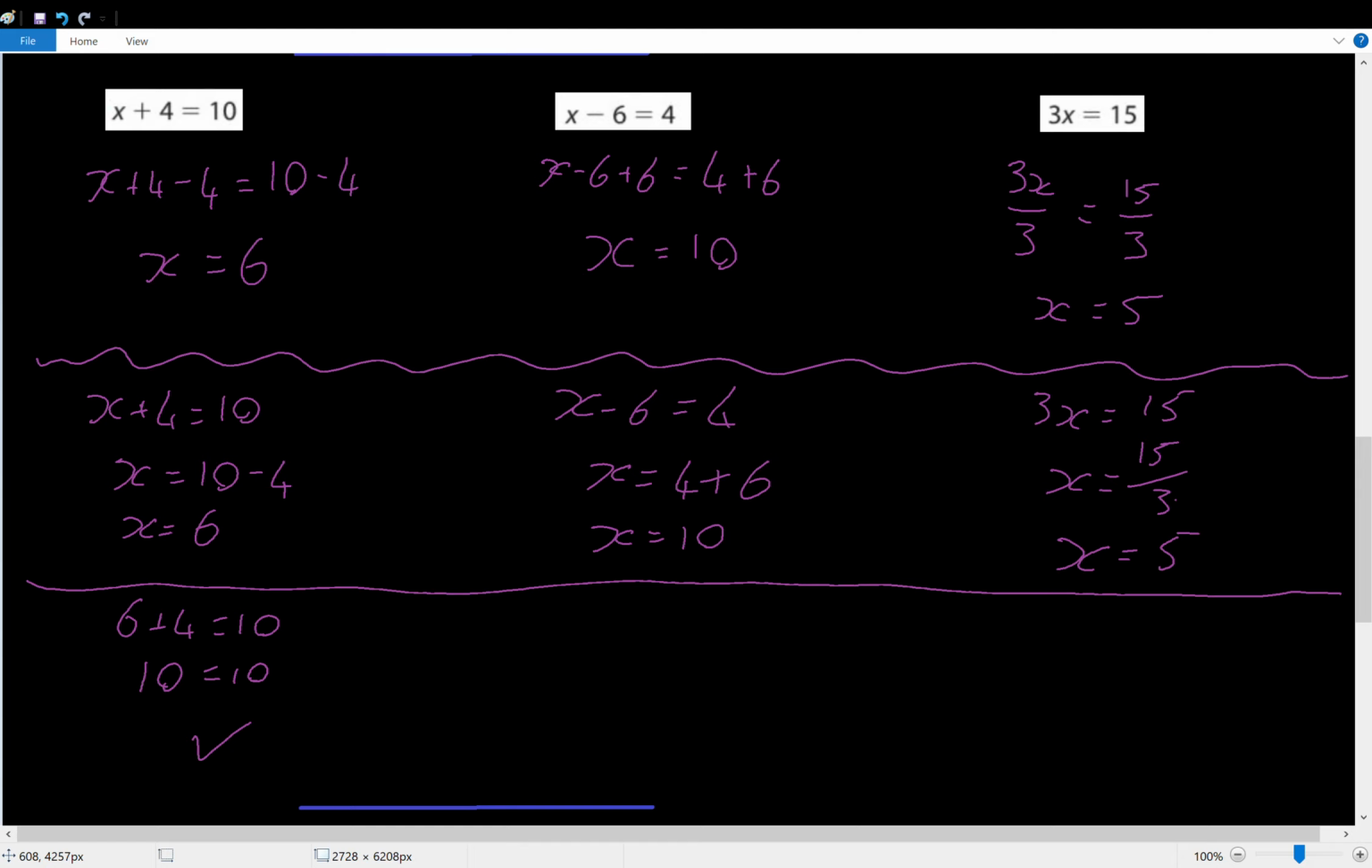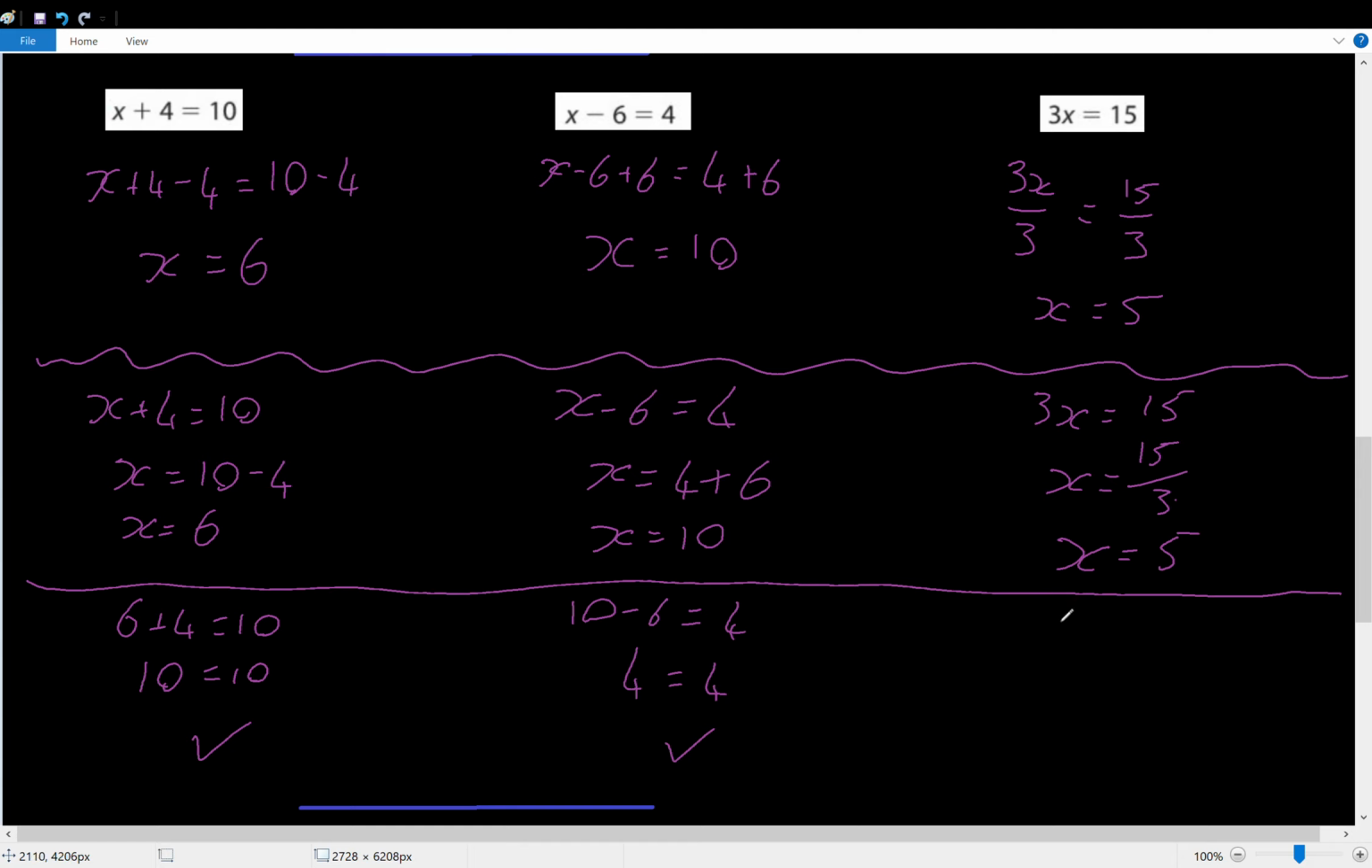Now let's do the same thing for the other two, just to be sure that we've got everything correct. So our equation here is x minus 6 equals 4, and x is equal to 10. So we're going to have 10 minus 6 equals 4. Well, 10 minus 6 is 4, and 4 equals 4. Well, that checks out.